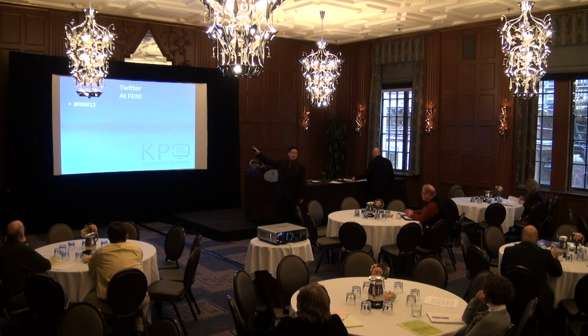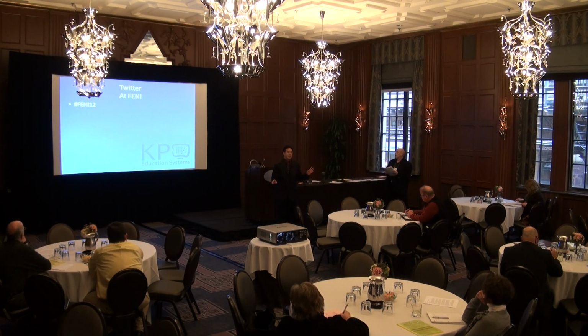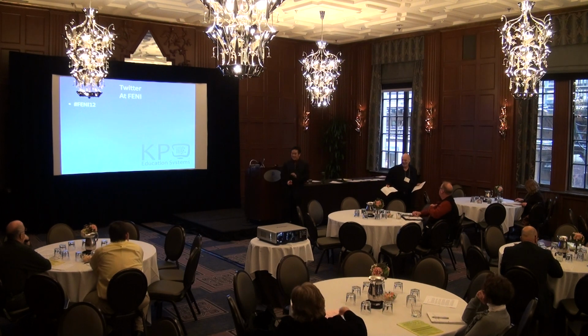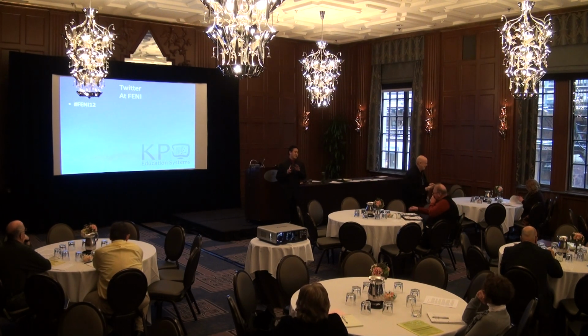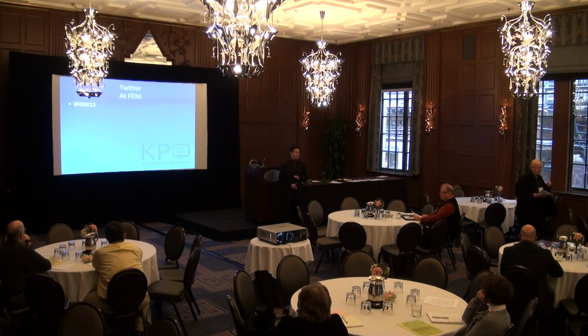hash code FENI12. Now the hash code, in case anybody really wanted to know, comes from old school BBS, if you know BBS back then, protocols to determine rooms of conversation. So Twitter is using it to filter searches so that anybody who's following that code can see that.